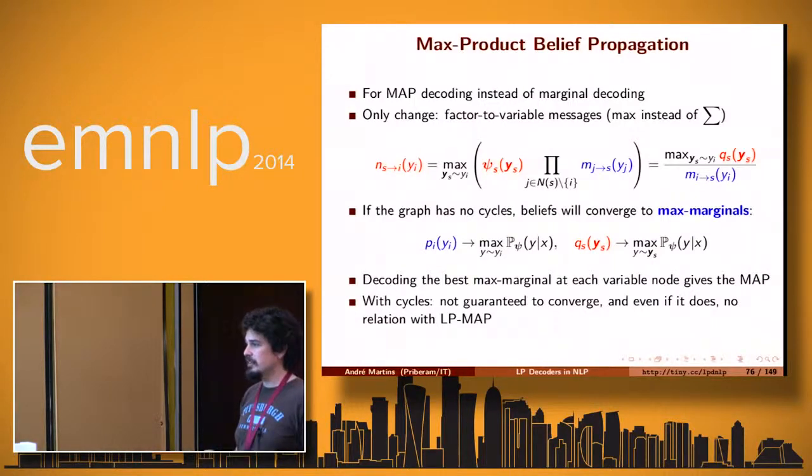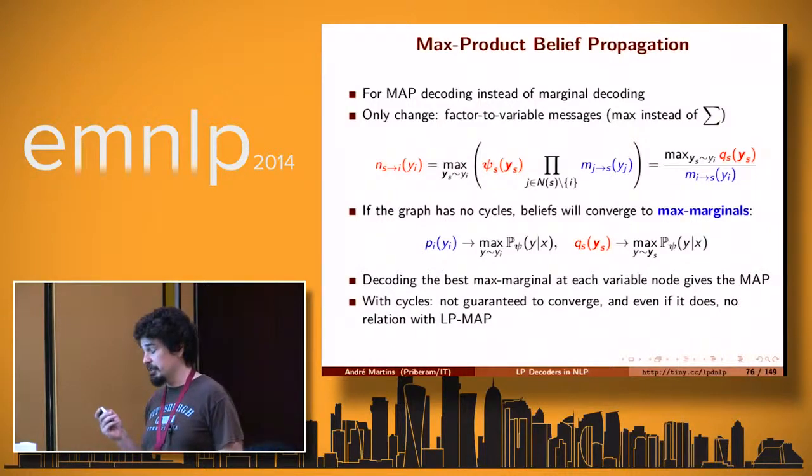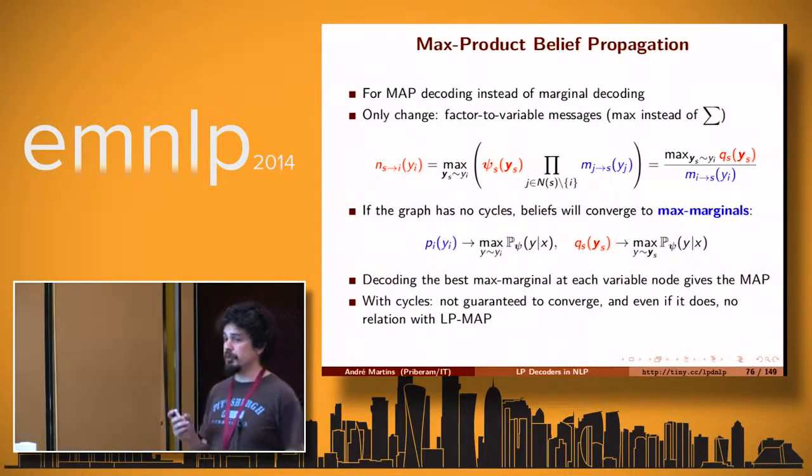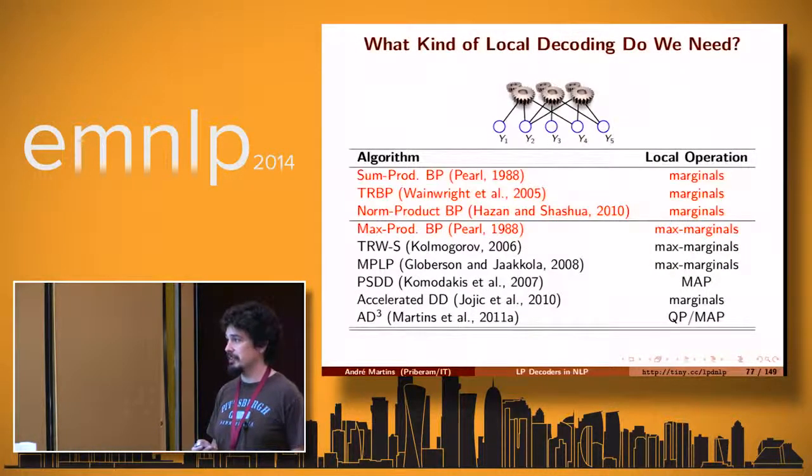Again, we have this usual thing that if you have cycles, this is not guaranteed to converge, and in this case, this is even worse because in the sum product case, we knew that we could interpret the sum product belief propagation algorithm as solving a variational problem, but here we are not guaranteed to even solve the linear relaxation of map. Okay, if you want to devise message passing algorithms that solve LP map, we need to use other variations of this scheme. Okay, and we're going to talk about those next.